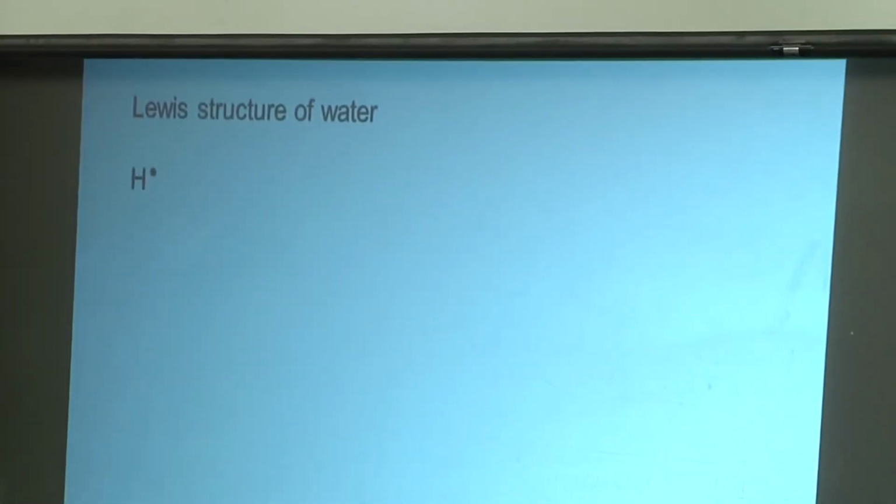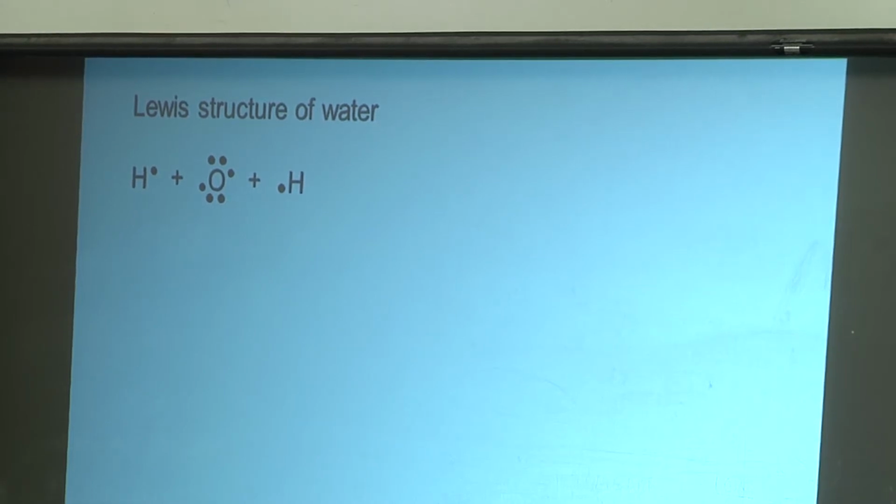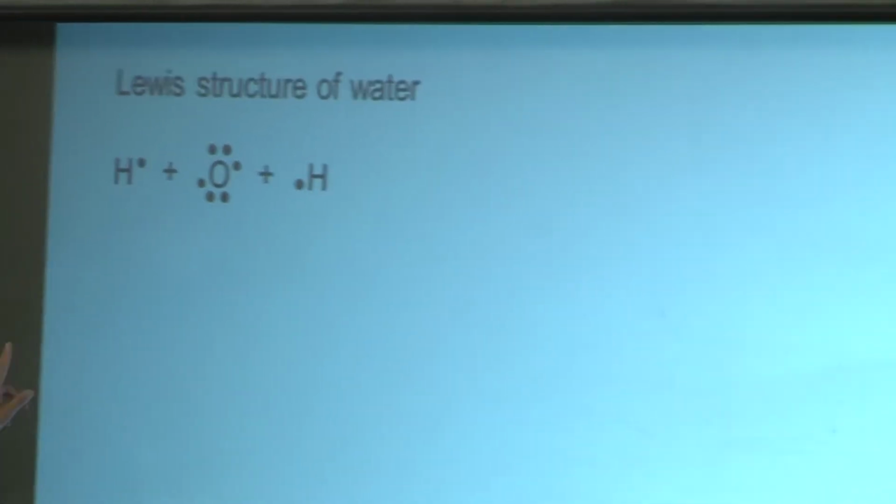So let's think about water, H2O. H dot, hydrogen has one valence electron. The other hydrogen has one valence electron, and oxygen has six. Oxygen is in the sixth column, and it's going to have six valence electrons. This is set up so that you can see what's going on very easily.